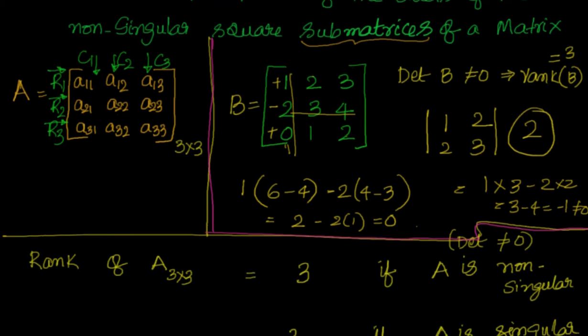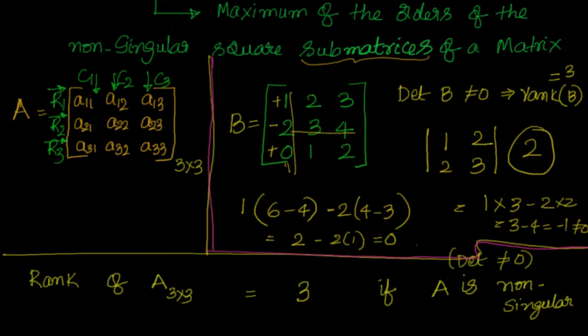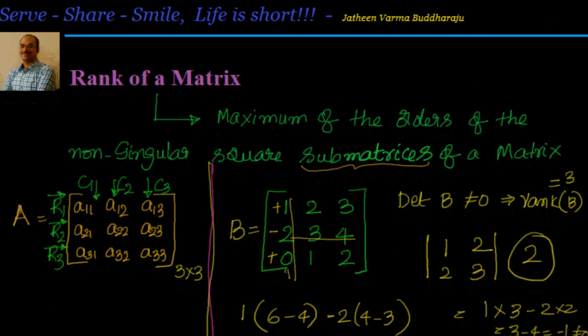We will do some more examples in the next videos. Why are we going through rank of the matrix? Because rank of the matrix plays a key role in identifying the solution of a system of linear equations, related to consistency of the system of equations.